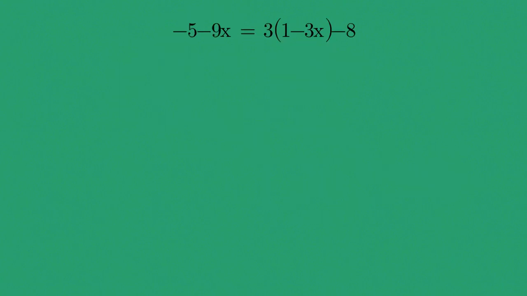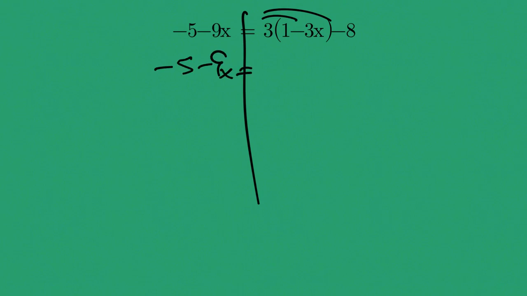Let's look at the next one here. Very similar type setup. There's my right and my left. We do have some distribution. On the left side, negative 5 minus 9x. On the right side, 3 times 1 is 3. 3 times negative 3x is negative 3x. And then we've got a minus 8. So there's what it looks like post-distribution.